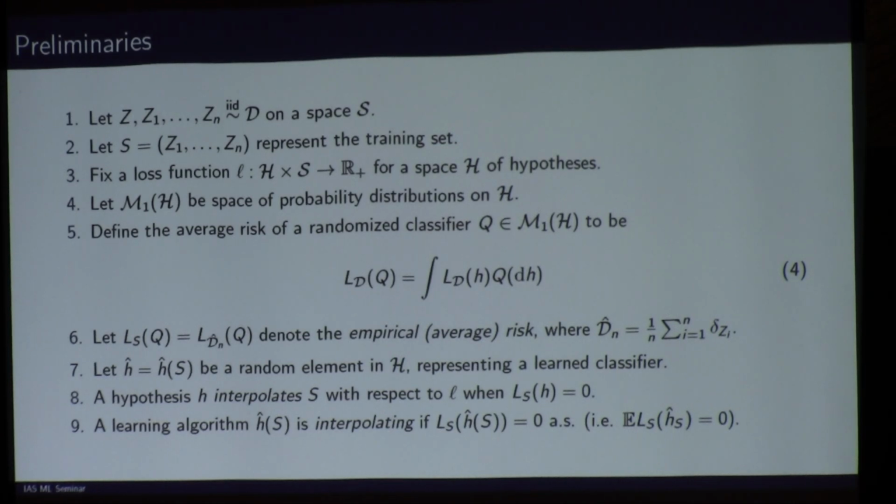I'm going to have to move to randomized classifiers. So this is a space of probability distributions on H, and now I need to extend my notion of risk. I've already introduced a notion of risk for individual classifiers. If I have a distribution Q, the risk of Q is the average risk over draws from Q. So Q is a distribution on classifiers, and I can think about the expected risk under that distribution. Once I give you a risk, that defines a notion of empirical risk, and that's all I'll say for now.